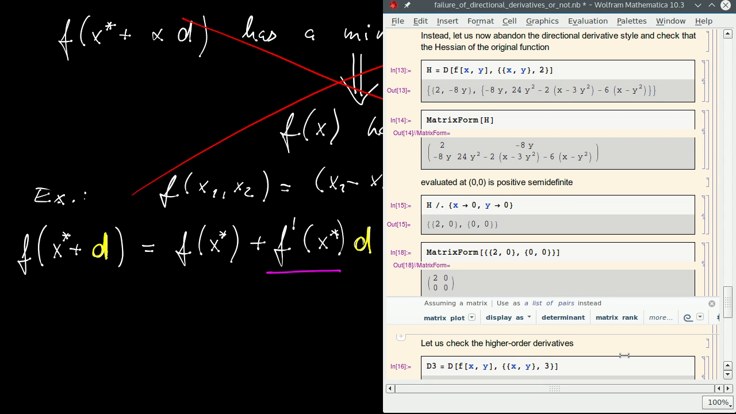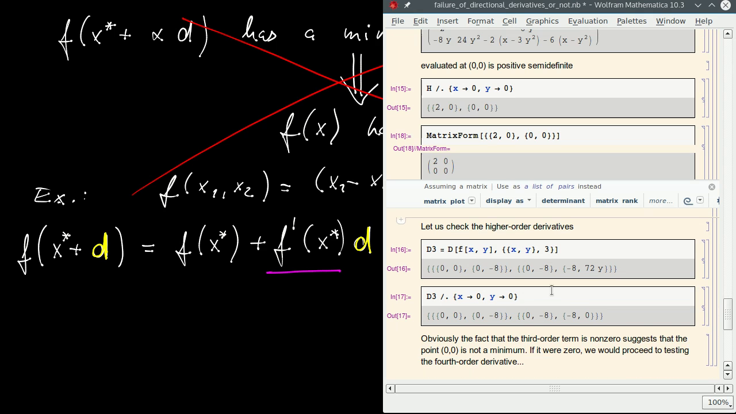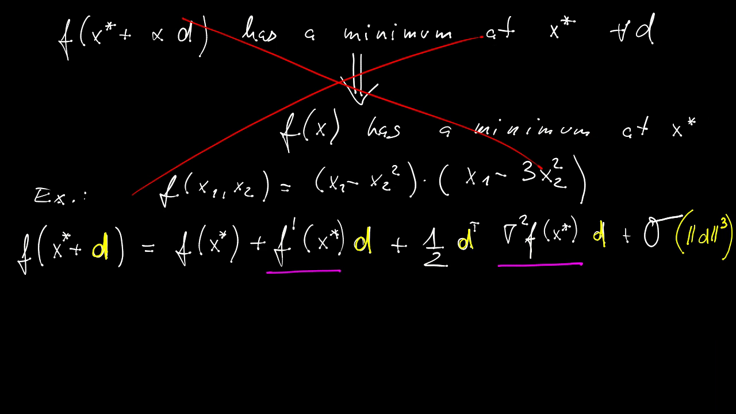So in order to see what's going on here, we need to investigate higher order terms, exactly as we did in the scalar case in the previous lecture. So in this particular case, if I just calculate the third order derivatives, I can see that there are some non-zero terms here, from which I can immediately conclude that no, the function cannot have a minimum at the point 0, 0. And that's about it.